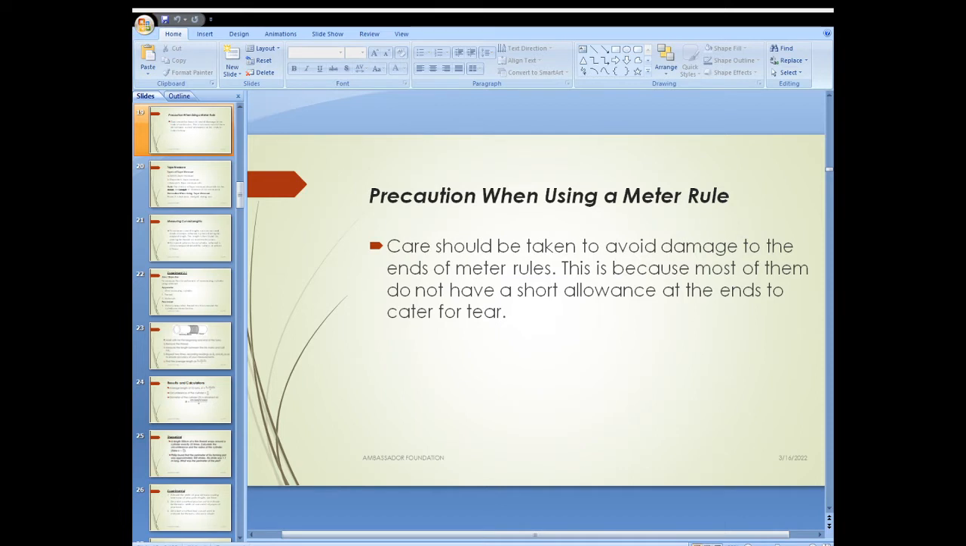So where the reading starts is actually the end of the meter rule. So if you don't take care, they will be damaged. So we need to take care of the meter rules to avoid damaging their ends.